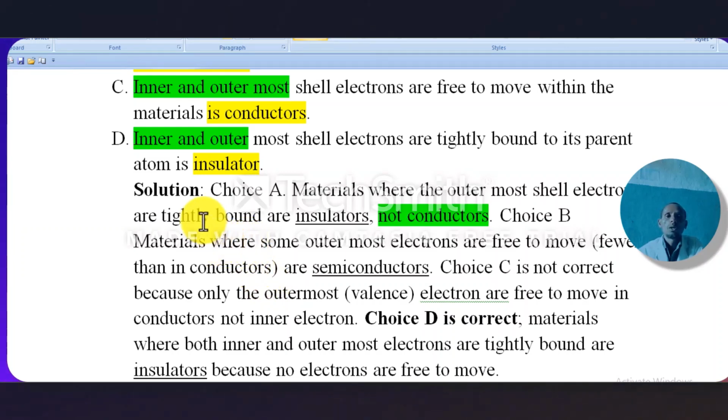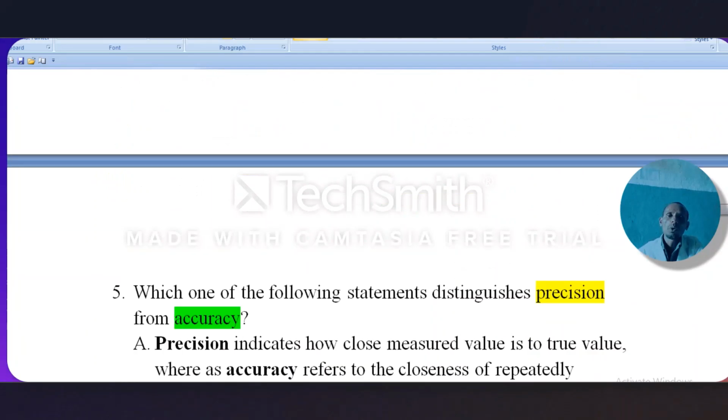So the correct answer for this one is D. D says that inner and outermost shell electrons tightly bound to its parent atom is called an insulator. Good. Next question, question number 5.